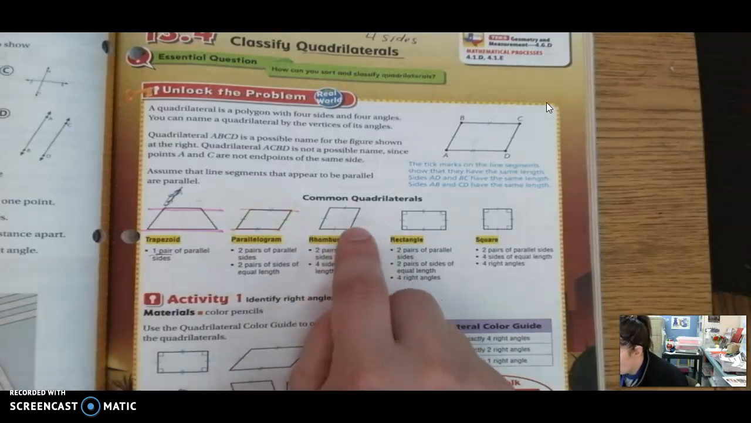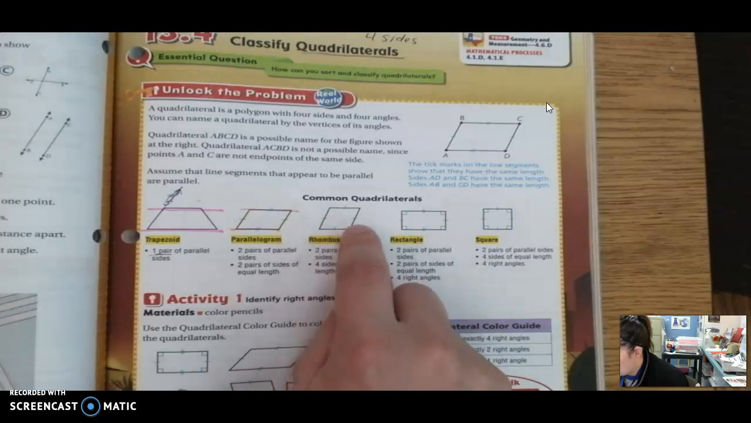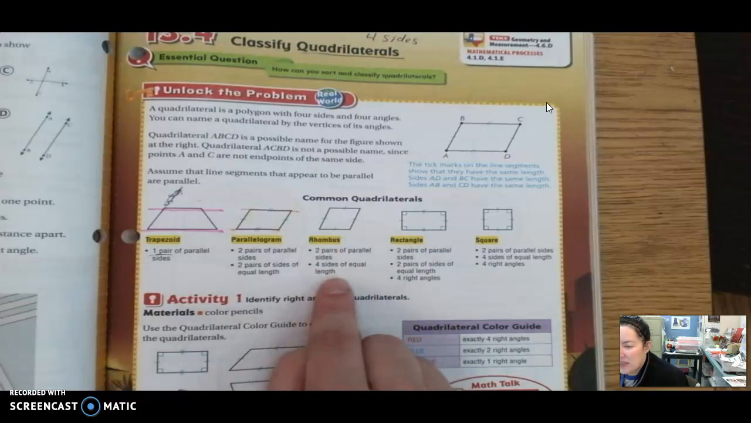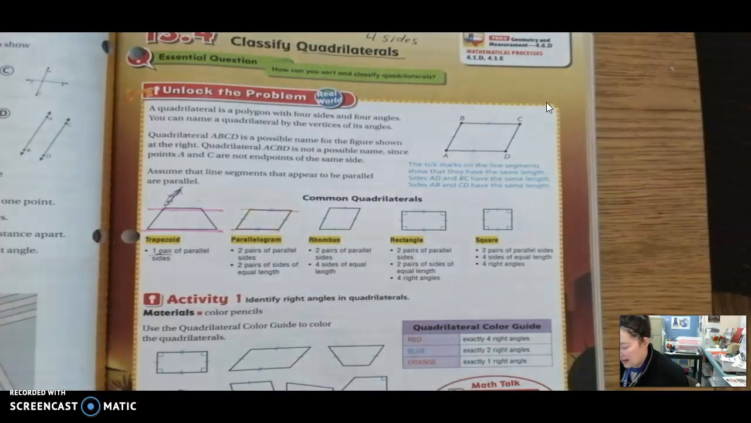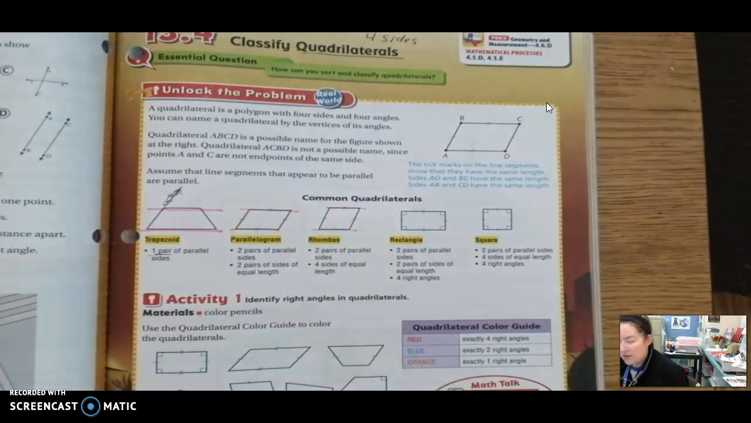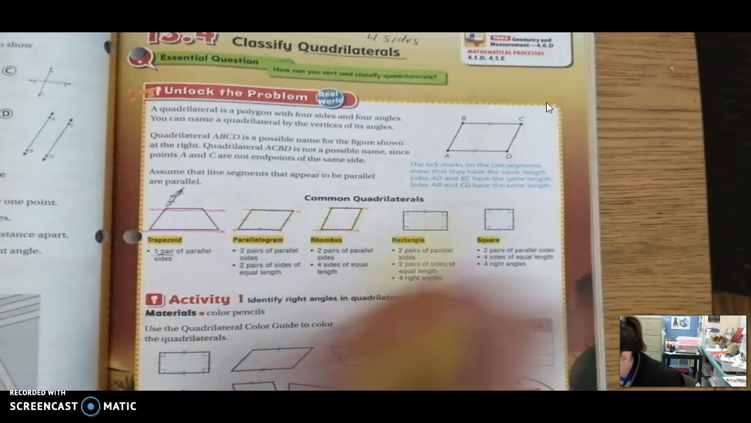For a rhombus, look at the tick marks, they all have a 1. They're all the same length. So a rhombus has 4 sides of equal length, and then they also have 2 pairs of parallel sides. So again, this side is parallel to this side, they're never going to touch, and then this side is parallel to this side.